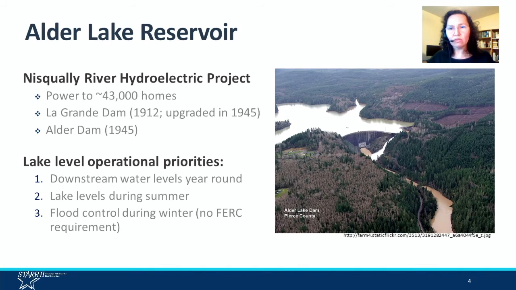Besides power generation, the reservoir's highest operational priority is maintaining water levels downstream. Its second priority is to keep recreational lake levels during summer. So flood control is not a priority, but whenever possible, Tacoma Power, the project operator, lowers lake levels during fall and winter, so that some peak flood attenuation may occur, but it's no guarantee.